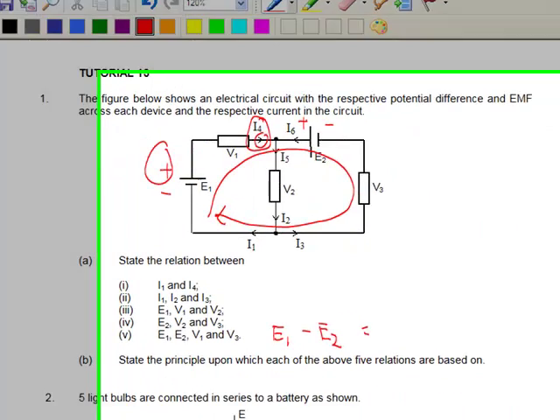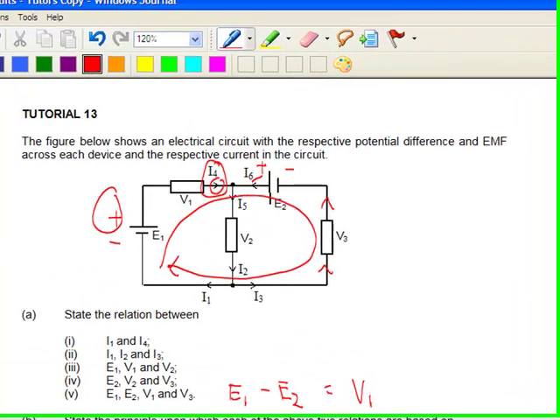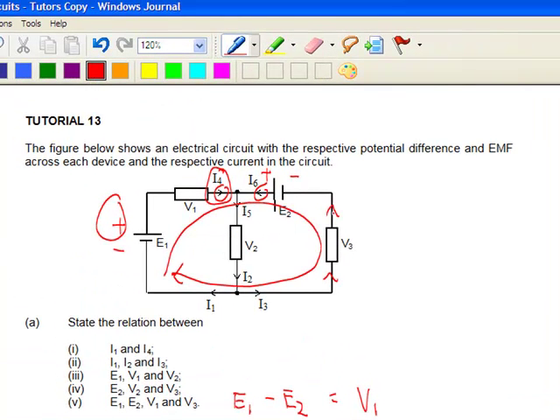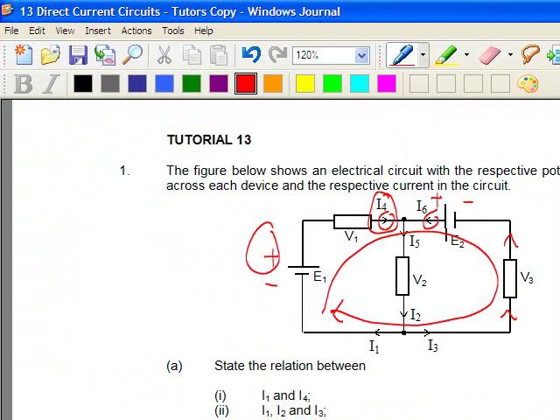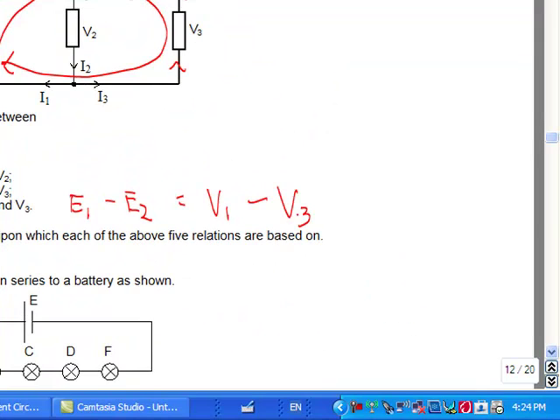But V3, can you see that the current through V3 is actually in this direction? You follow this one? The current is actually flowing in the opposite direction as the loop, right? So in this case, V3 will have to be negative because the current is flowing in the opposite direction as your defined positive, your loop. So this will be V3. That will be for question 1. Is there any problem?